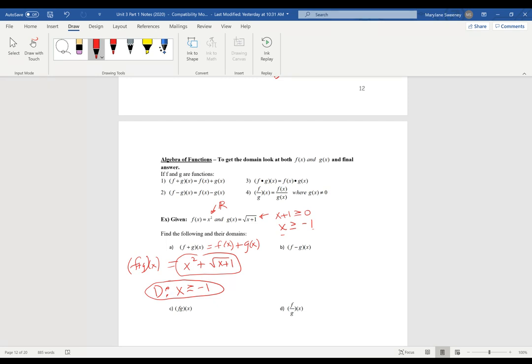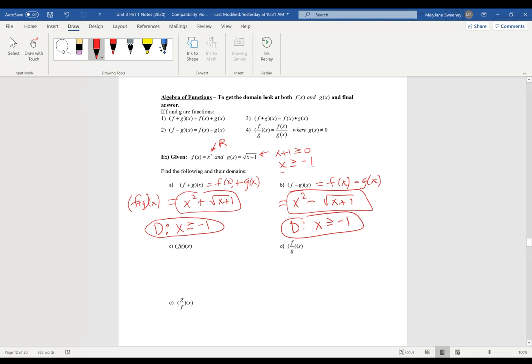That's just it. F minus g of x, it's the f of x minus the g of x. So I take the f of x function and I subtract the g of x function. Again, domain is going to be x is greater than or equal to -1.